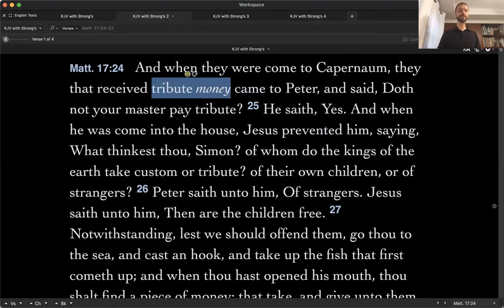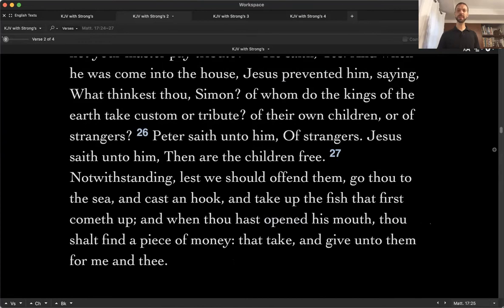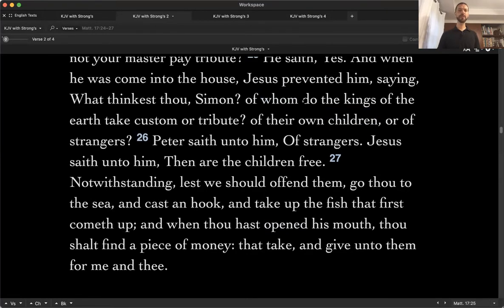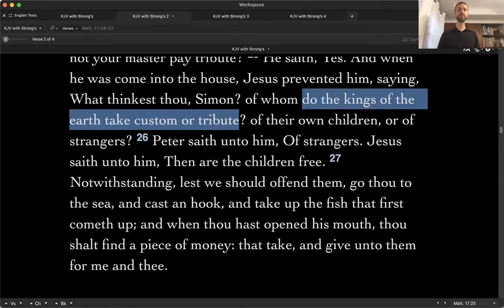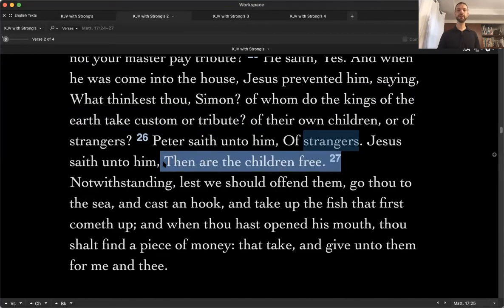And that's the question. And Jesus' answer here is, of whom do the kings of the earth take custom? Of their own children or of strangers? And Peter says, of the strangers. Then are the children free. What Jesus is saying here, and the richer picture of this, is to say, okay, I mean, he goes ahead and he pays the tax.